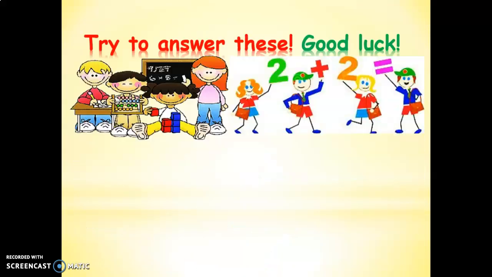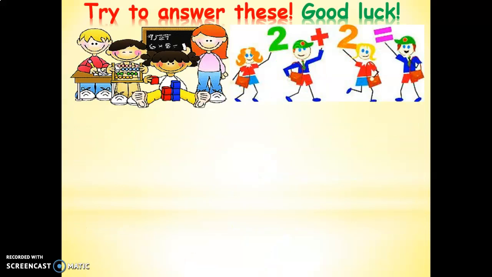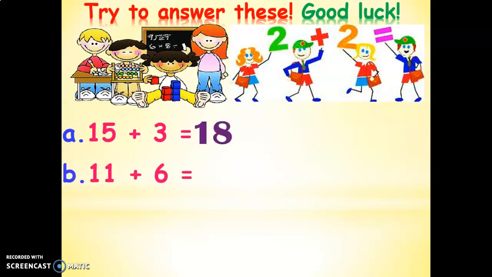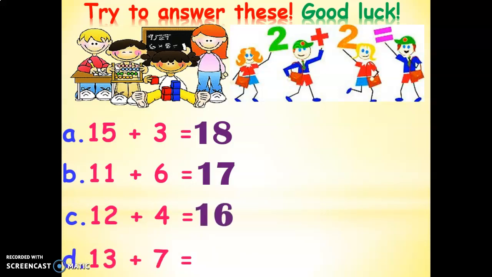Let's have a few more practice. Try to answer these addition sentences. A. 15 plus 3 is 18. Next one. 11 plus 6 equals 17. For the next number, you have 12 plus 4. The answer is 16. For letter D, you have 13 plus 7. The answer here is 20.